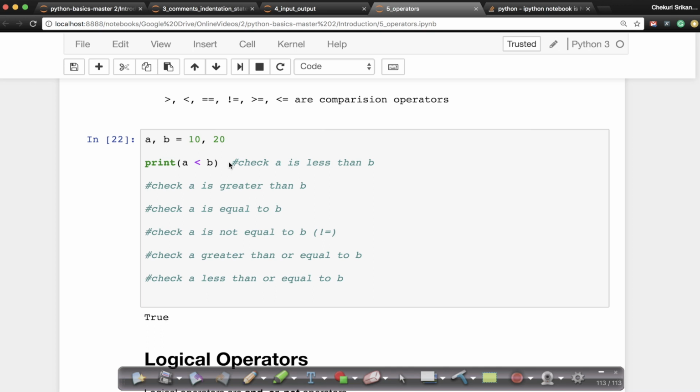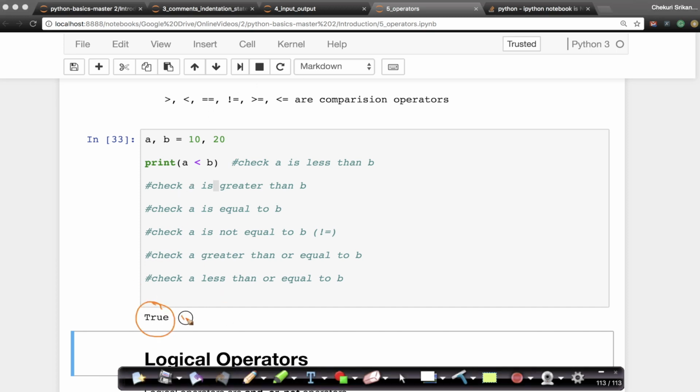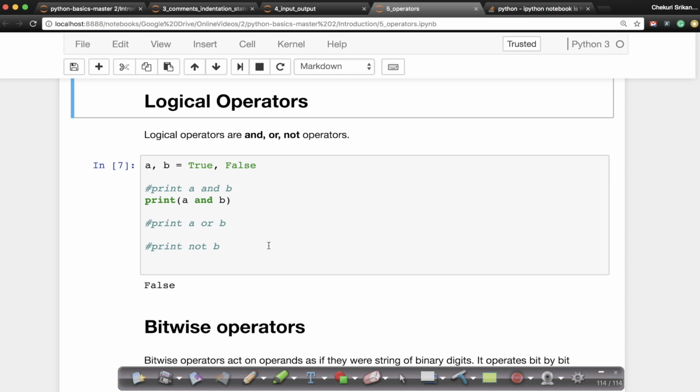For example, if I just run this snippet of code here, of course, a is 10, b is 20, and so is print a less than b. Of course, a is less than b, so it prints true here, right? This is your greater than operation, this is your less than operator, this is your double equal to. Is A equal to B? This is A not equal to B, greater than equal to, and less than equal to. If you have any familiarity with a basic mathematical comparison or any programming language, this is straightforward for most of you. Having said that, let's go to logical operators, which are fun, right?